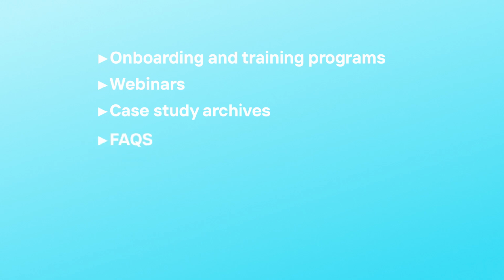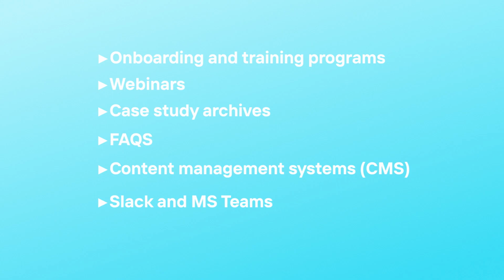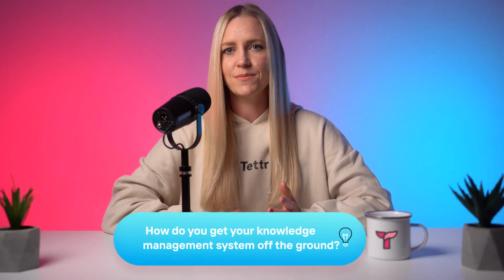To contain all of that organizational knowledge, you need a knowledge management system. This is a place where all of your knowledge is stored, and in a digital age, this is mostly accomplished with knowledge management software. Each process and procedure you have is part of a knowledge management system. Examples include onboarding and training programs, webinars, case study archives, FAQs, content management systems or CMS, Slack and MS Teams, intranets, and private networks.